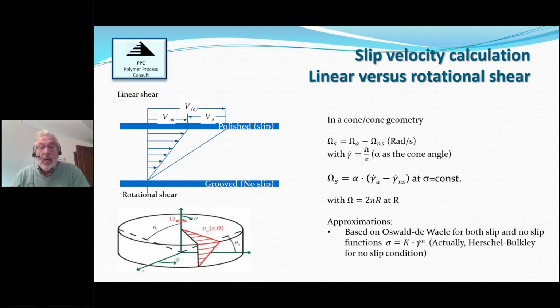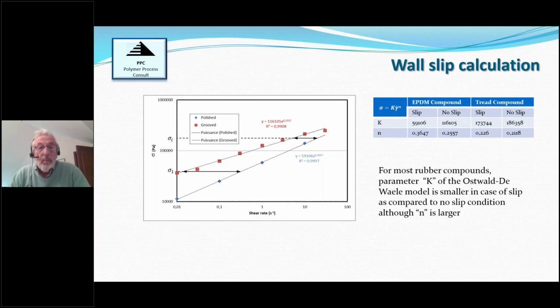We can transform that into a linear slip velocity by multiplying by 2 pi r. So what we can do then is plot shear stress as a function of shear rate. We're going to apply the Ostwald-de Waele model, which is the power law model, and calculate the consistency parameter K and the pseudoplasticity index.